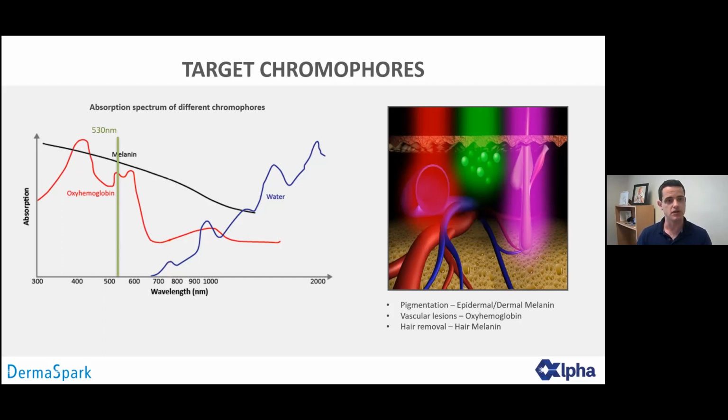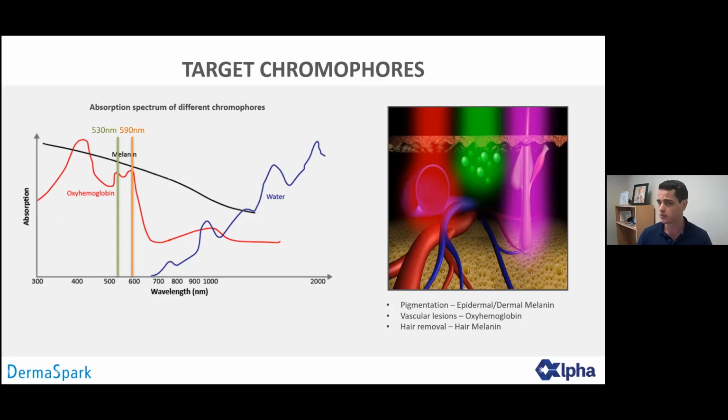So we target the oxyhemoglobin, and we need to go a little bit deeper into the skin. And to that end, we are using the 590 nanometer, which you can see is located exactly here on this local peak in oxyhemoglobin absorption. So we will have somewhat less absorption by melanin, more absorption by oxyhemoglobin, and we will be able to penetrate a little deeper into the skin. So this is in the case of vascular lesions.